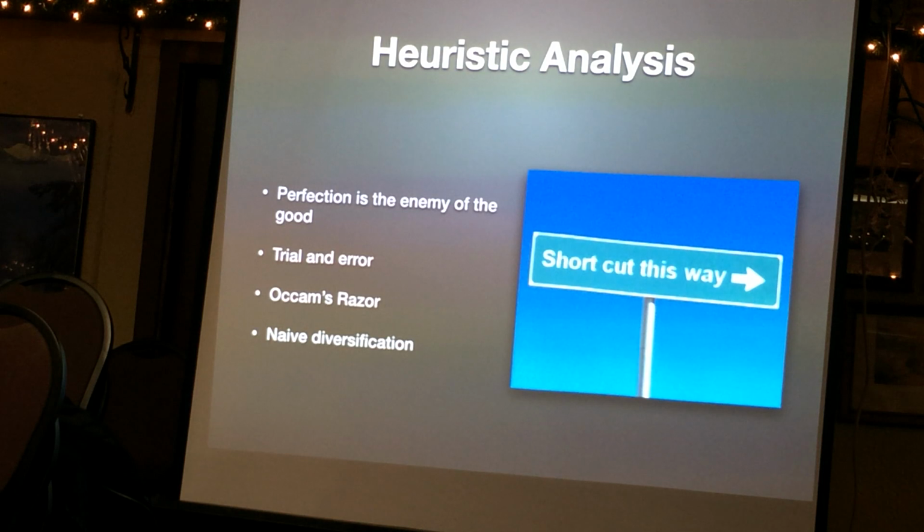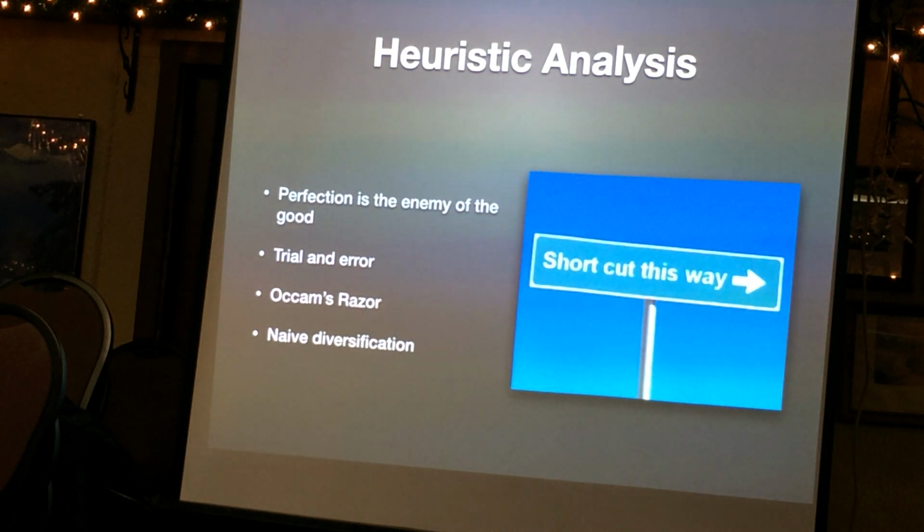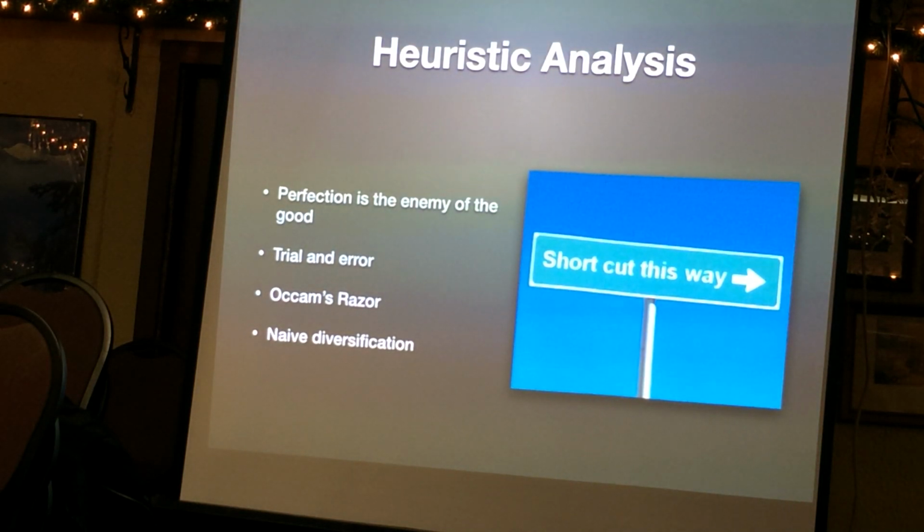So, heuristic analysis. Heuristics are basically shortcuts. It's taking logical steps based on your experience. And for this reason, perfection is the enemy of the good. You use heuristics to come to fairly accurate results very quickly, rather than going through all the research it would take to get a perfect result. So trial and error is the first tenet of heuristics.